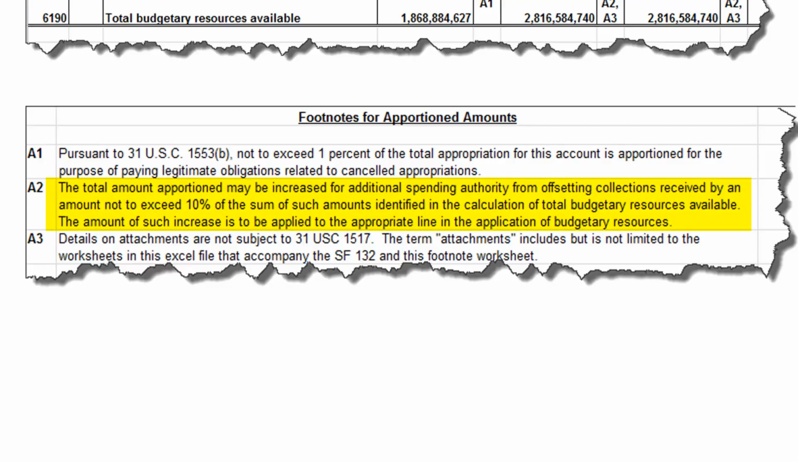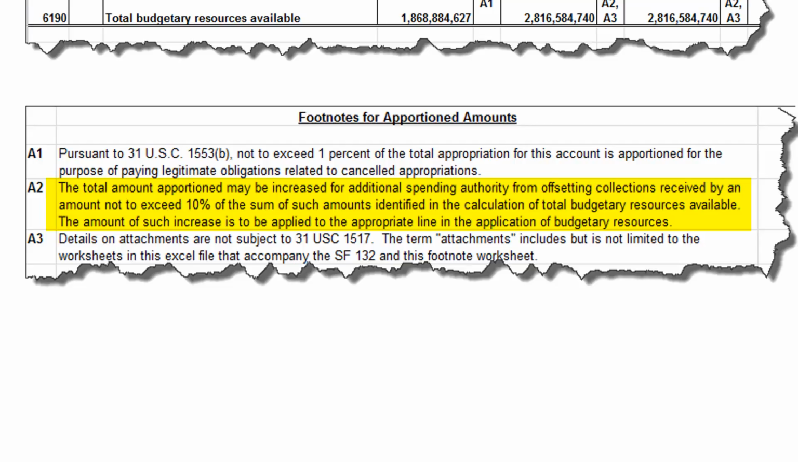The total amount apportioned may be increased for additional spending authority from offsetting collections received by an amount not to exceed 10% of the sum of such amounts identified in the calculation of total budgetary resources available. The amount of such increase is to be applied to the appropriate line in the application of budgetary resources.